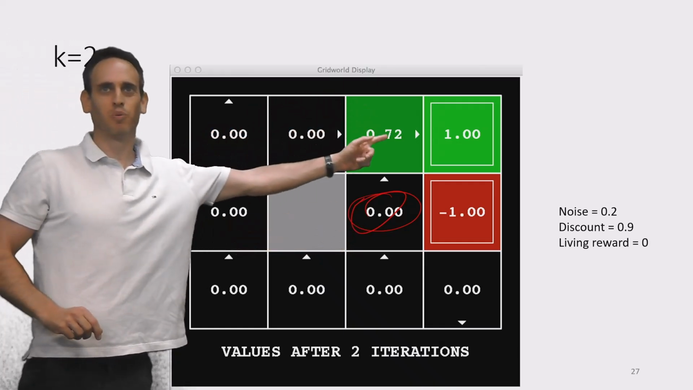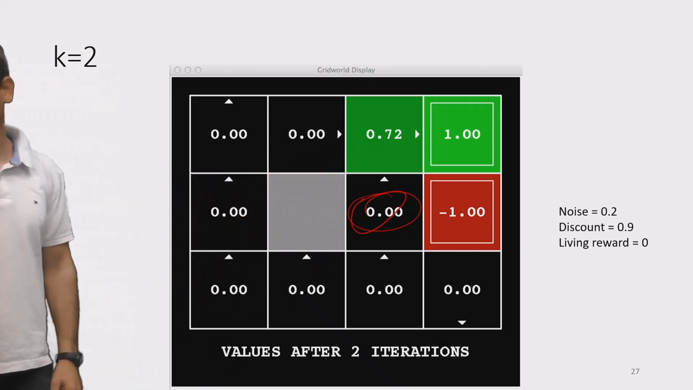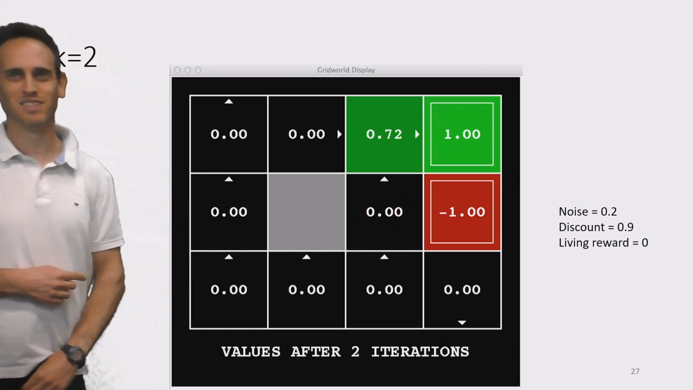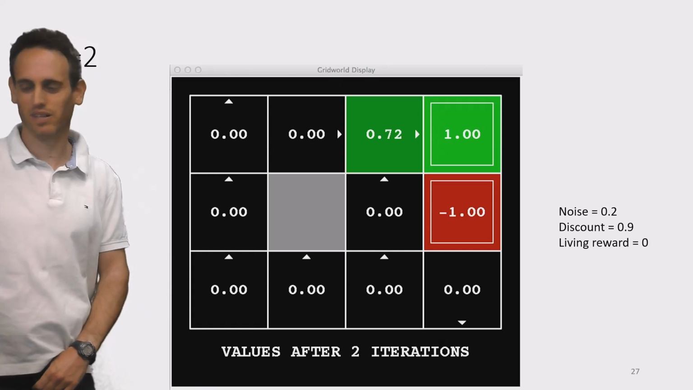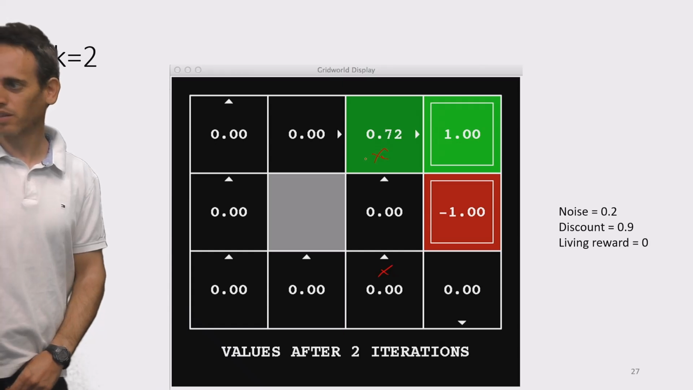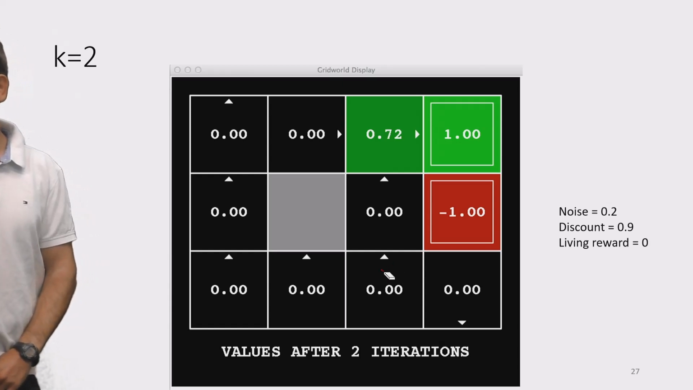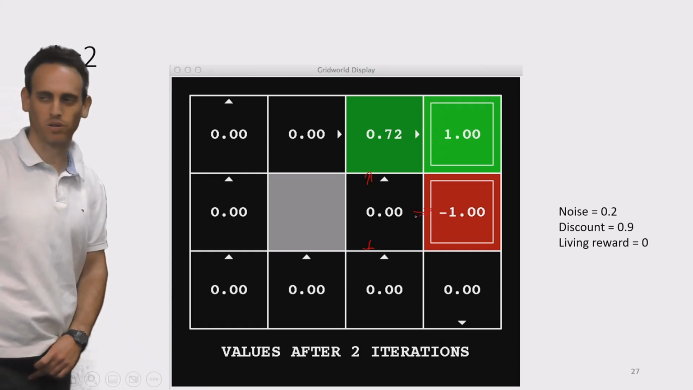I mean, sure, the positive value did propagate here, but the negative value did not propagate here. How come? Why is that? That's a good question, right? So the reason is that -1 is actually worse than the 0 that it could have gotten by going either up or down. Going up was not 0.72 in the previous iteration, right? It was 0. So the agent would have gotten 0 if it went up or down, and it never wanted to go right and get a -1.